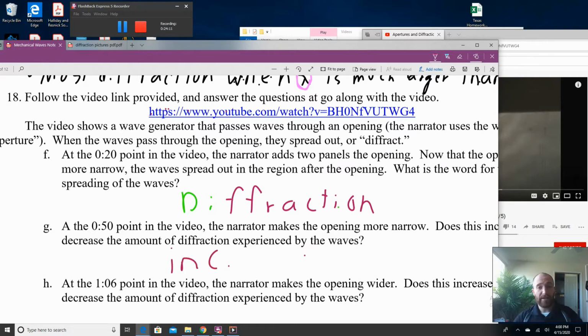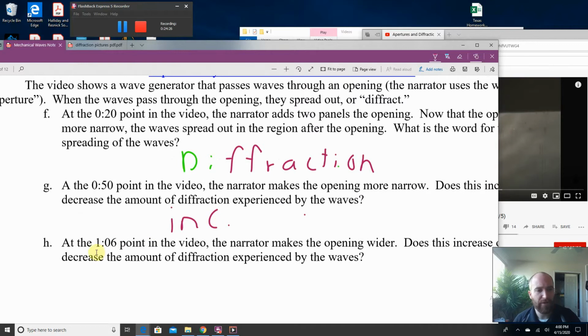Again, the idea is that when the wavelength is a lot bigger than the opening, there's more diffraction. So if the opening's small, then you should have more diffraction, because it sort of increases the size of the wavelength in comparison.